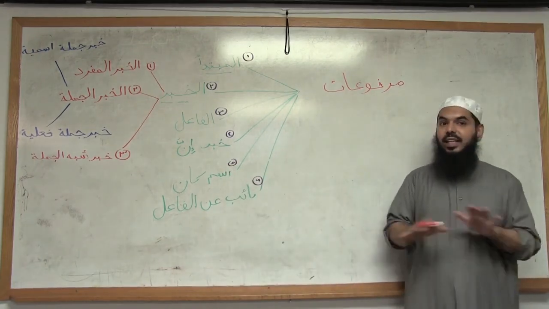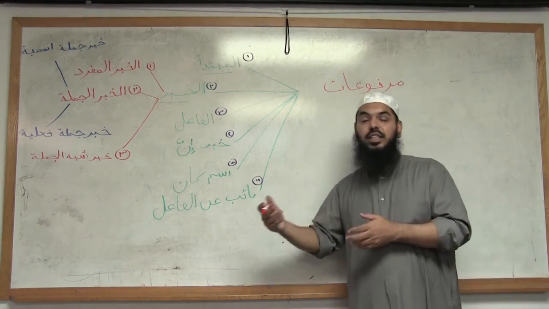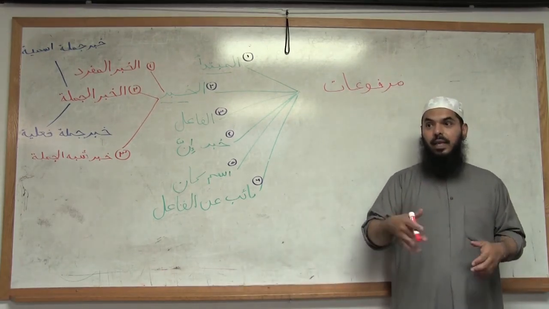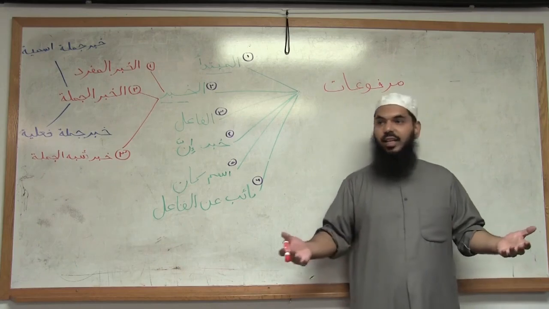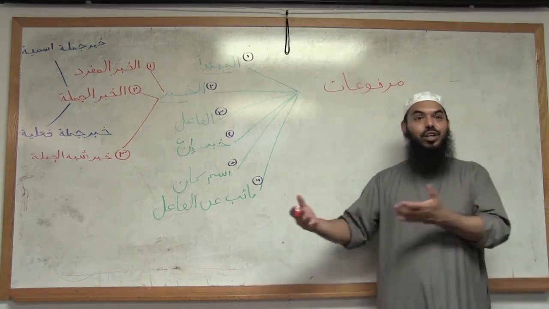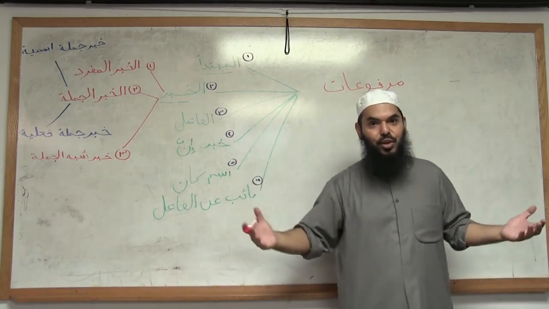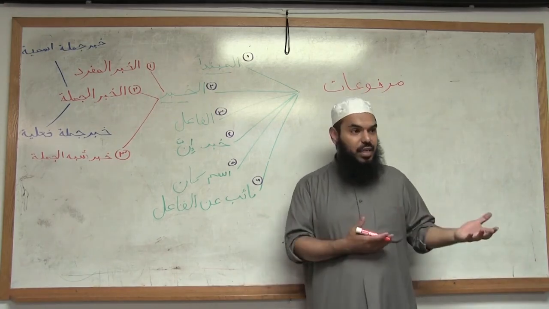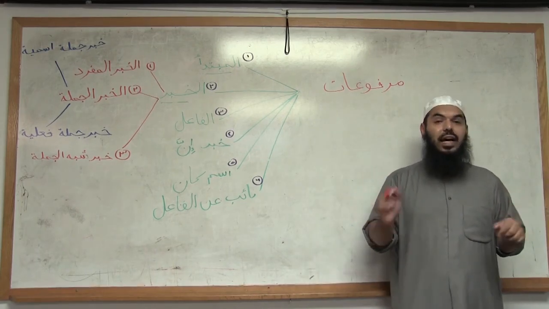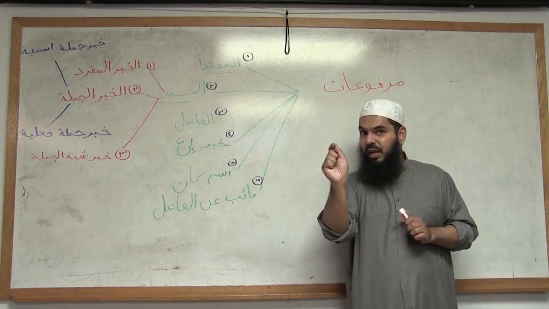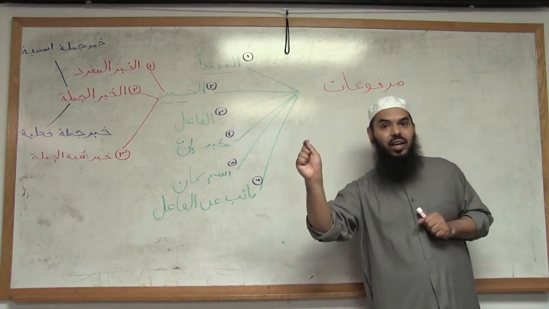Your easy homework is to make 50 sentences. They can be either ismiya or fi'liya, no shibh jumla. If you begin with a fi'l, like daraba Uthmanu Zaydan, then that's going to be a jumla fi'liya. If you put Uthman jameelun, then that's going to be a jumla ismiya, because it starts with an ism. So you're going to make 50 sentences, and write with each whether it's jumla ismiya or jumla fi'liya: where is the mubtada, where is the khabar, where is the fi'l, where is the fa'il.